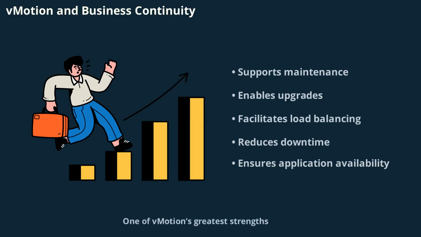One of vMotion's greatest strengths is its contribution to business continuity. By enabling live migrations, vMotion allows IT teams to perform hardware maintenance, upgrades, and load balancing without interrupting services. This reduces downtime, minimizes risk, and ensures that critical applications remain available even during infrastructure changes.